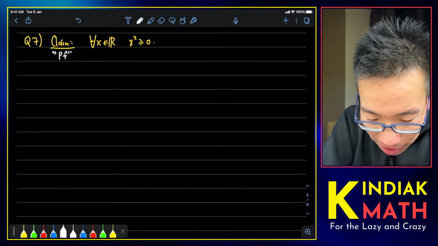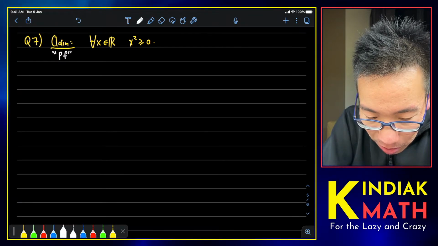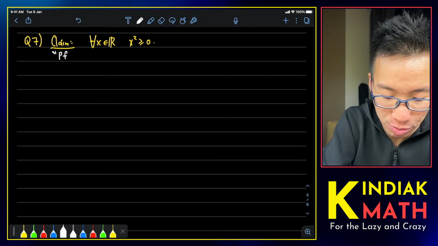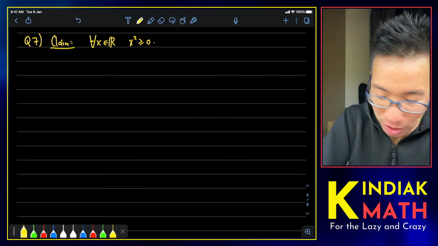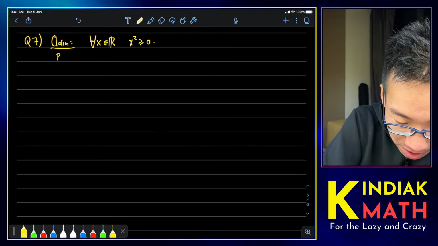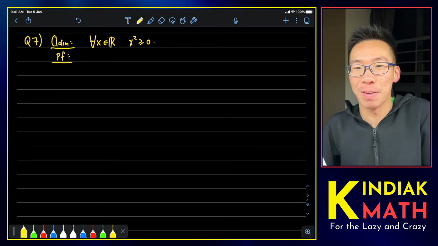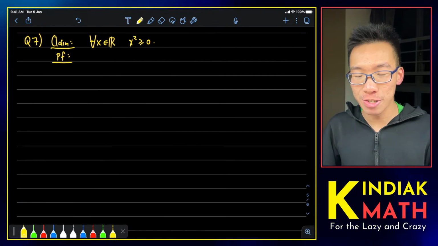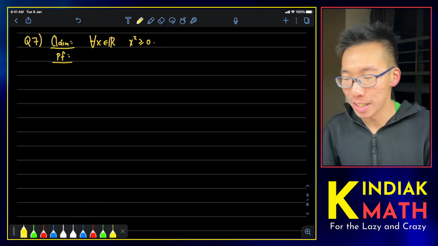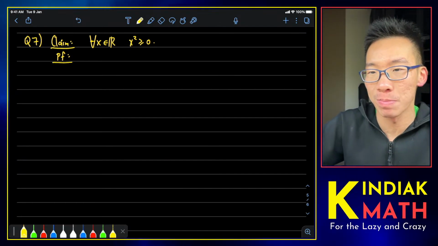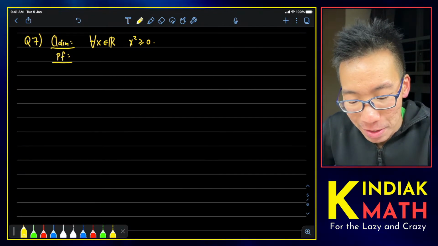Actually, let me think. Okay, no, let's go ahead and try to prove this claim. Sometimes we can prove it, sometimes it's not as easy. So we are going to prove this claim, and this is a pretty interesting claim over here. We need to prove that for any x in R, x squared is bigger than or equal to 0.